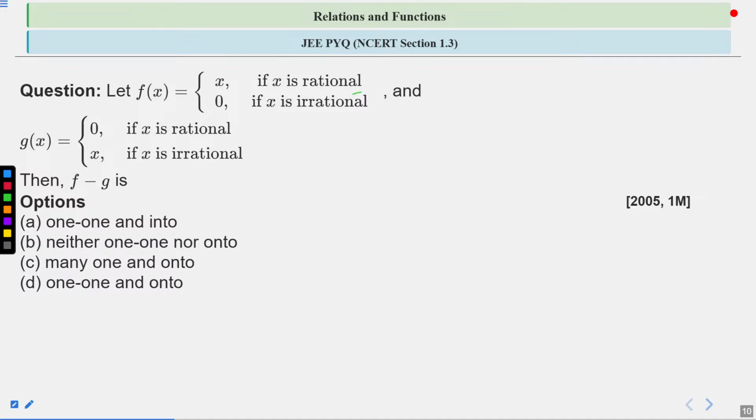Clear? Or there should not be two values of x for a particular value of y, right? For onto, the codomain should be equal to the range, right? So in this way you can try to approach this question. You have 10 seconds to solve or think about this question. After that we will discuss the solution part.